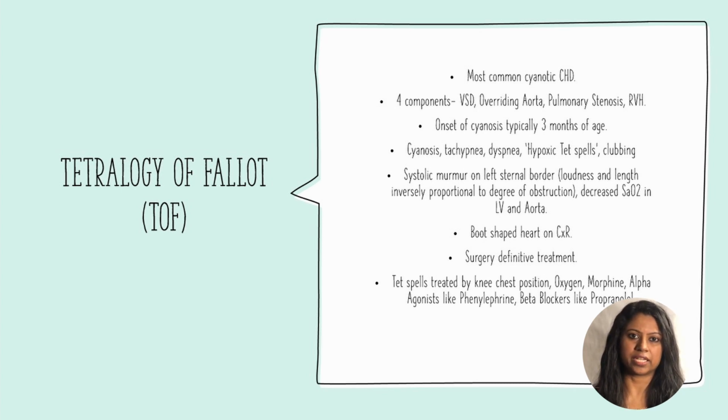Cyanosis is not seen at birth, but typically about 12 weeks or 3 months after birth. Other symptoms include tachypnea, dyspnea, clubbing, and hypoxic spells, also called TET spells. Physical examination shows a systolic murmur at the left sternal border. Chest X-ray shows the typical feature of a boot-shaped heart.